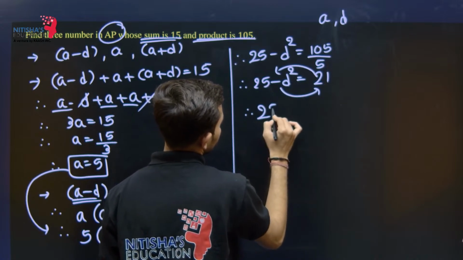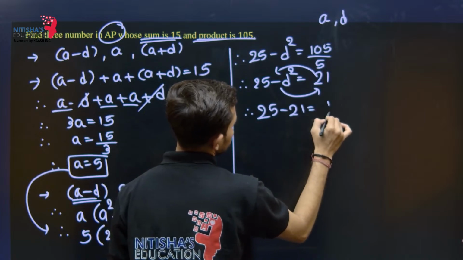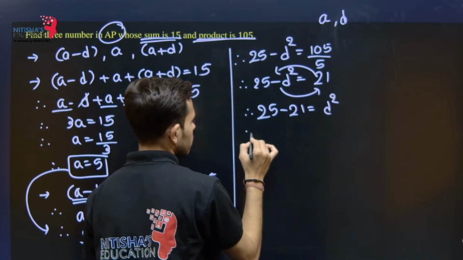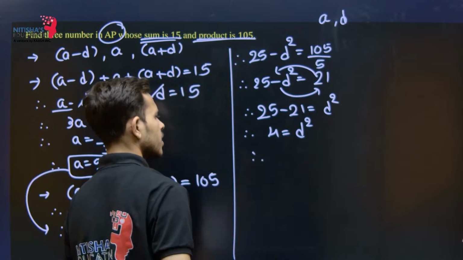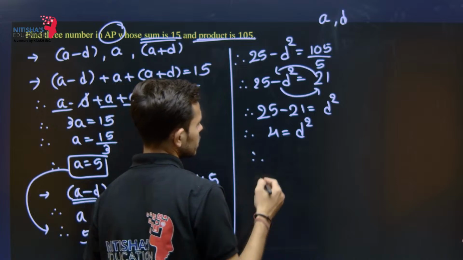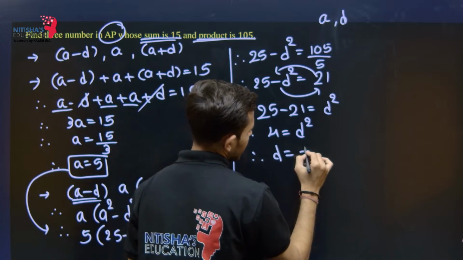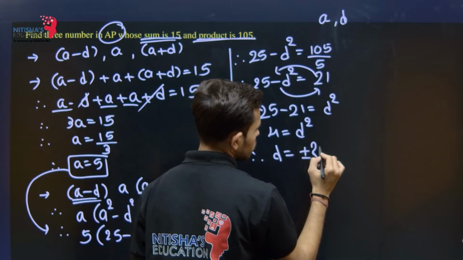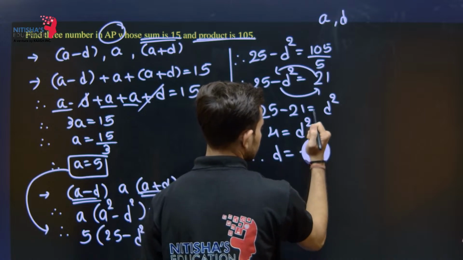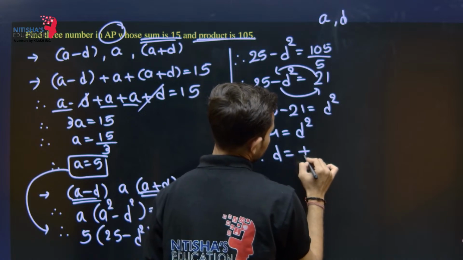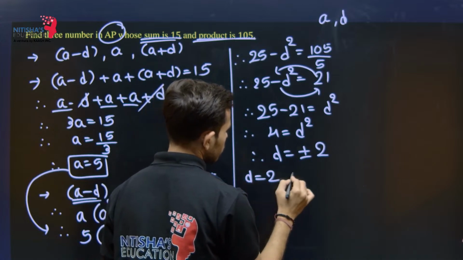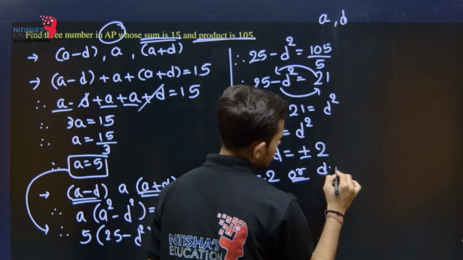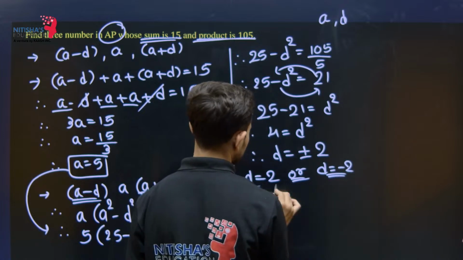So it will become 25 minus 21 is equal to d square. So 4 is equal to d square. Then if we want to find d, we need to take the square root of 4, which might be plus or minus 2, right? The square root of 4 is plus or minus 2. So d is equal to 2 or d is equal to minus 2.